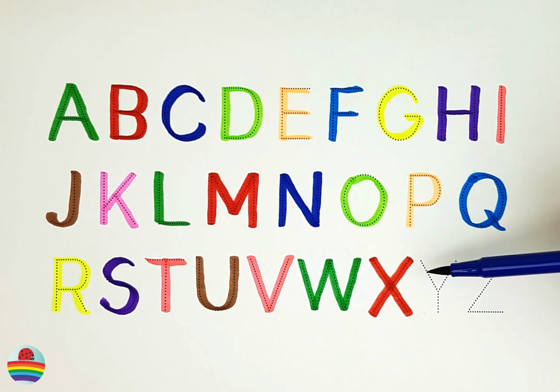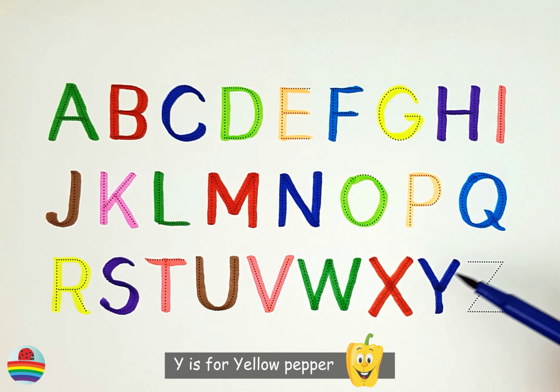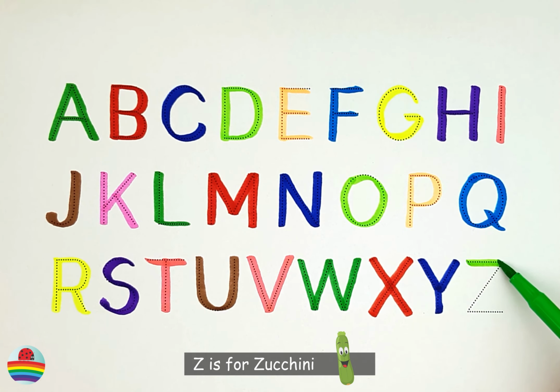Y is for yellow pepper. Z is for zucchini.